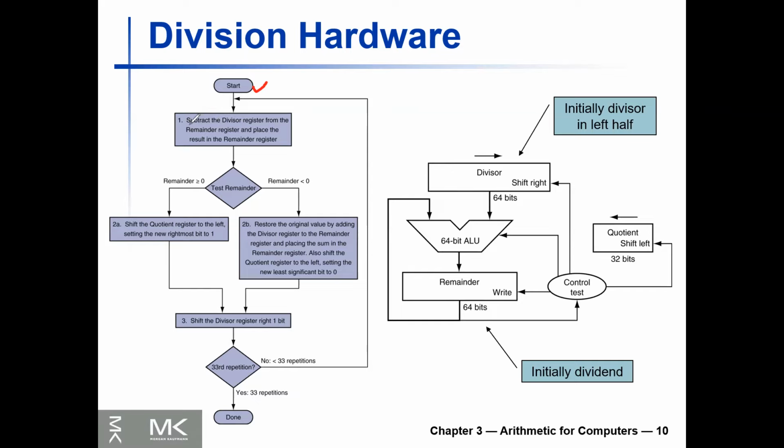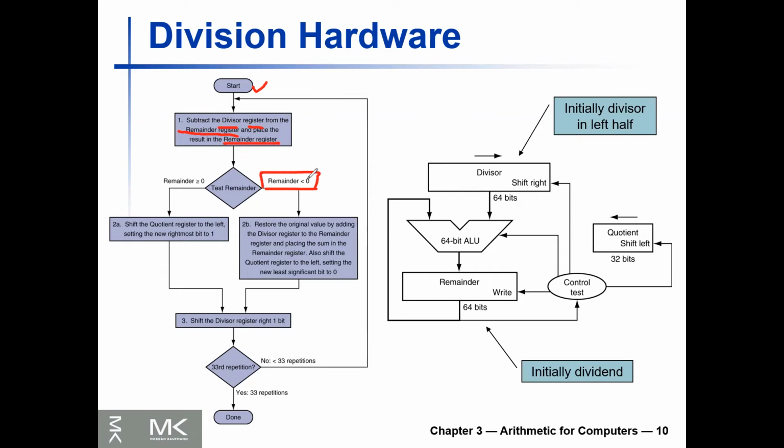So what we have to do first is subtract the divisor register from the remainder register. The remainder register's initial value will be put there as 0. When we subtract a divisor from 0, definitely we will get a negative number, because subtracting some number from 0 gives a negative number. So we test the leftmost bit, whether it is negative or positive. We are updating the remainder, by the way: subtract the divisor register from the remainder register and place the result in the remainder.